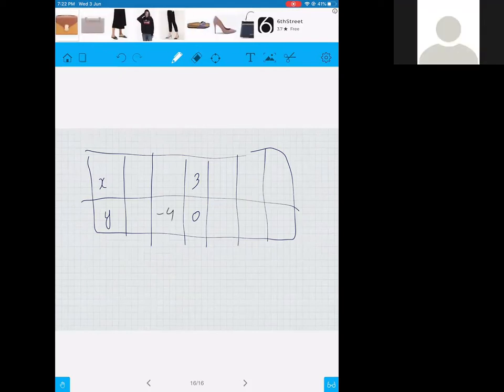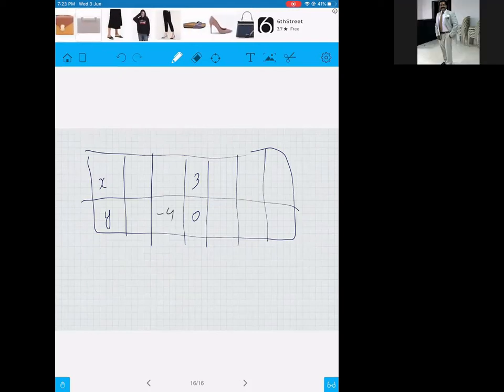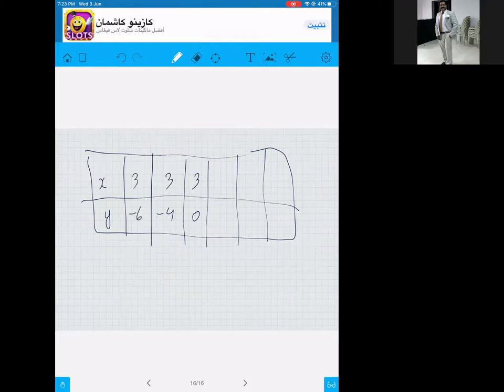Suppose I'm taking y as negative 4. What is the value of x? X remains 3. When it is minus 6, x remains 3. When y is, say for example, 4, the x remains 3. When it's 9 or 10, it remains 3. Does it make sense? Yes, sir. So x is always 3 for whatever be the value of y. Now you try to draw the graph for this.